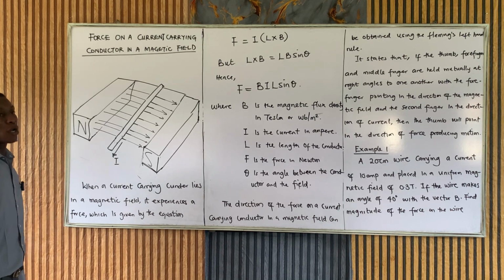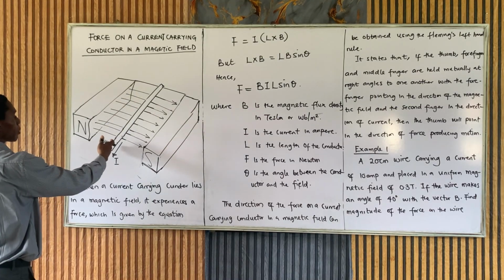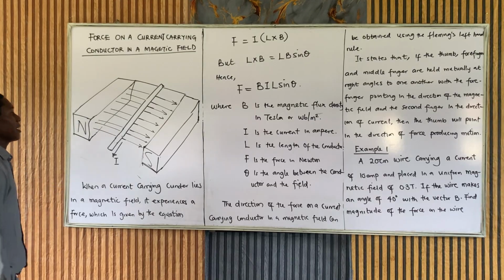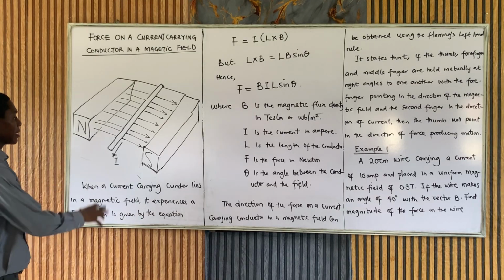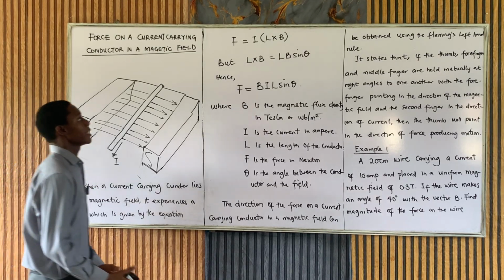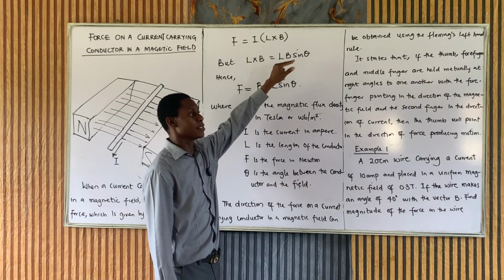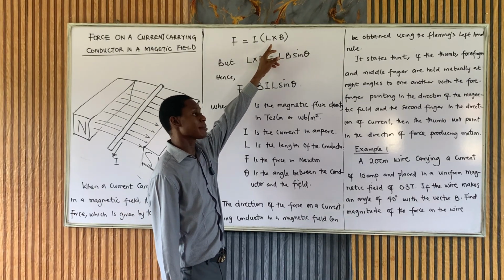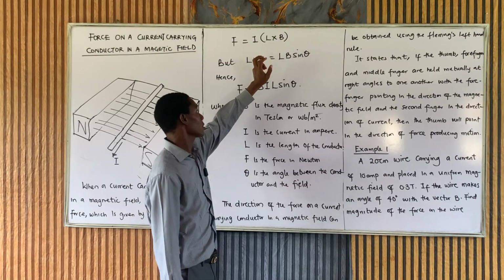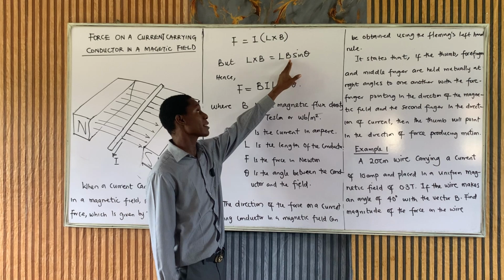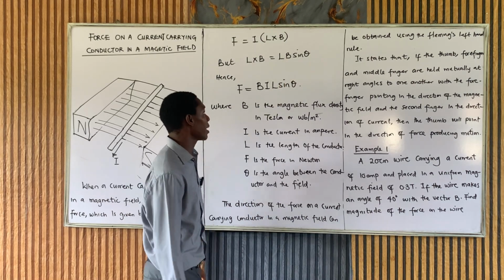Force on a current carrying conductor in a magnetic field. When we place a current carrying conductor in a magnetic field, it experiences a force, and the equation for the force is given as I multiplied by L cross B. This is not just times, it's a cross product of two vectors. And L cross B is the magnitude of L, the magnitude of B times sine theta.